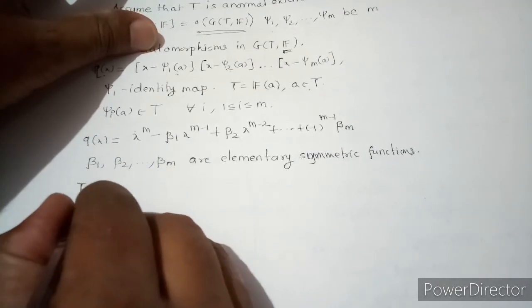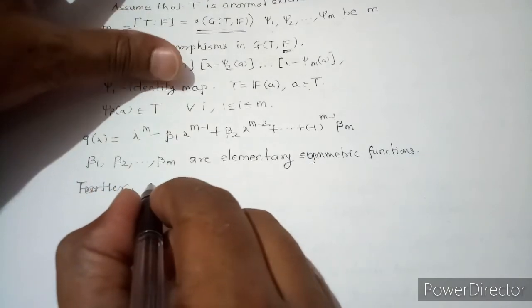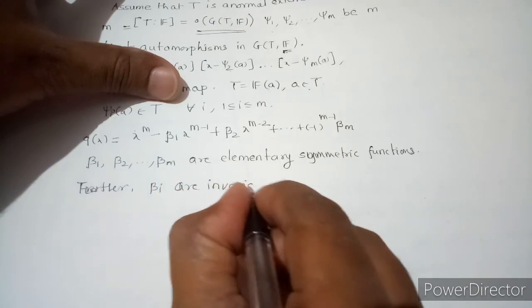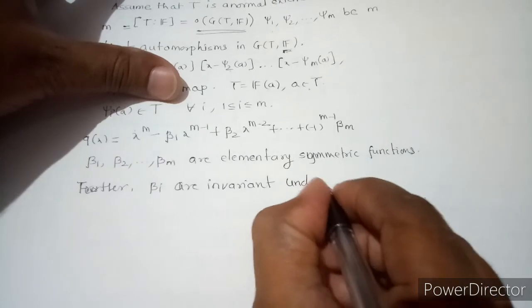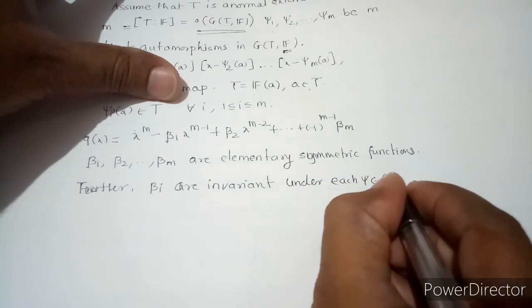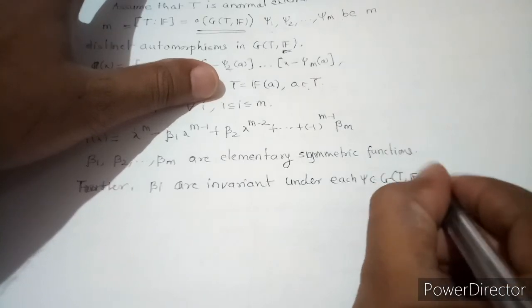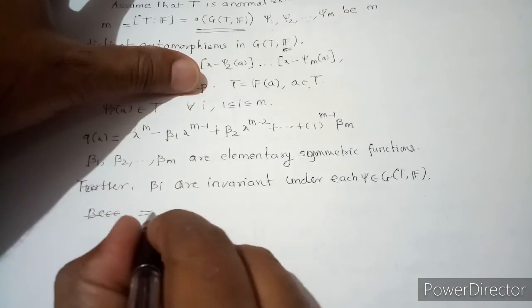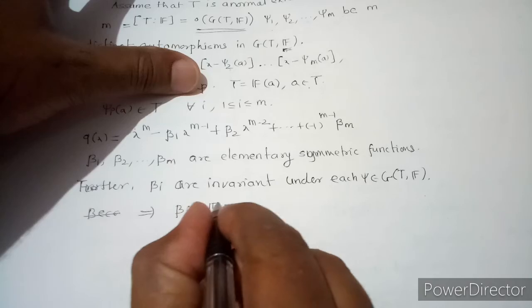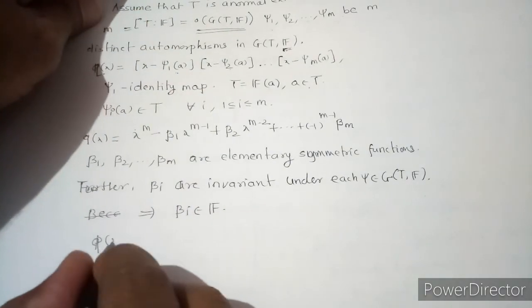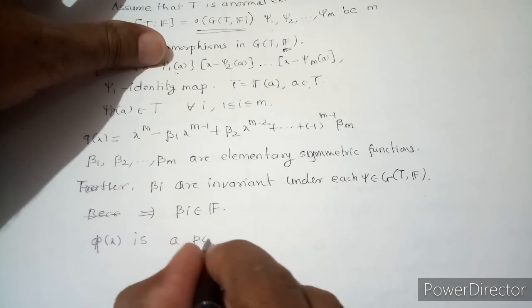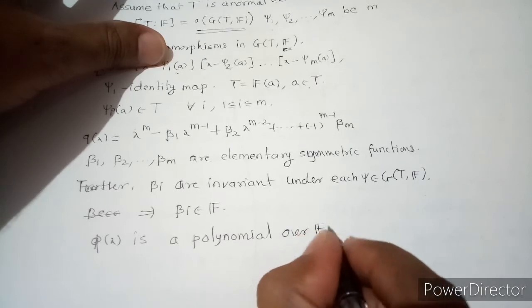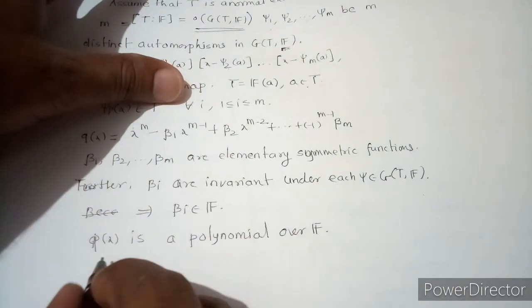Further, we can similarly prove that all these beta i are invariant under each psi belonging to G(T/F), so this implies all these beta i belong to F. So q of x is a polynomial over F.